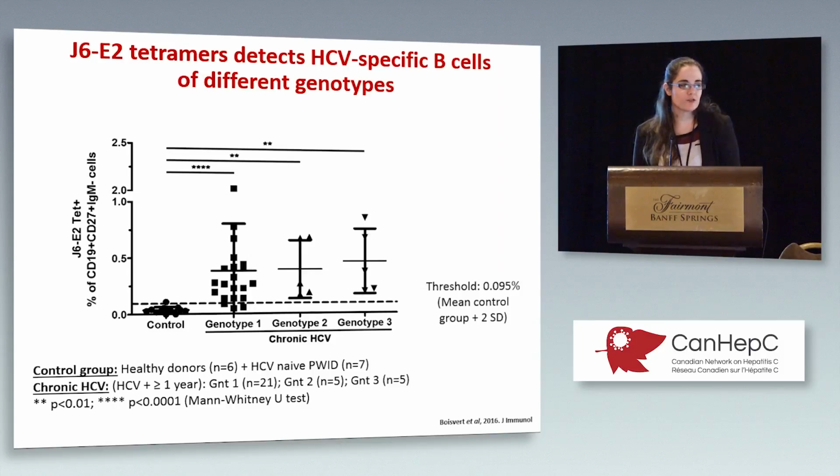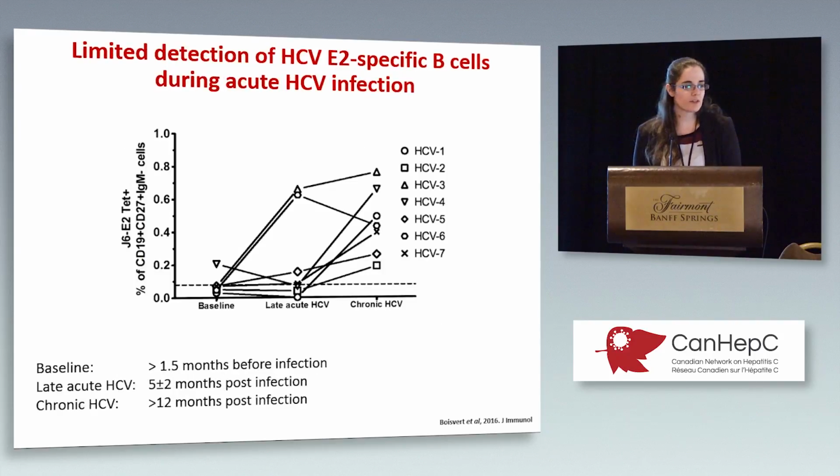Then we wanted to see if we could see those cells before the establishment of the chronic infection, in the acute phase. So we used 3 different time points, with people that were followed longitudinally: a baseline time point before the infection, a late acute time point around 5 months post infection, and the chronic phase.